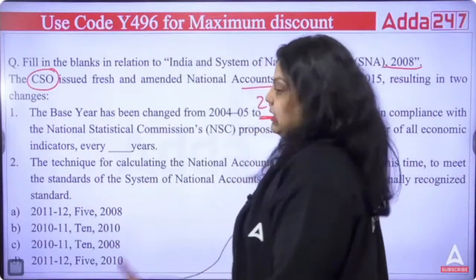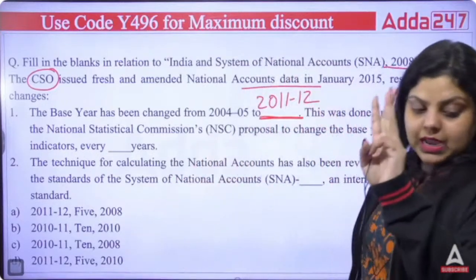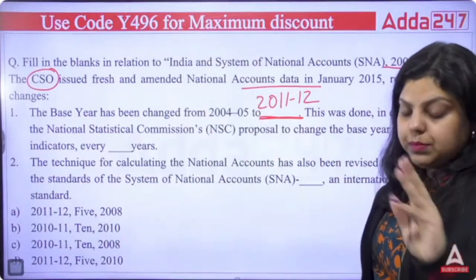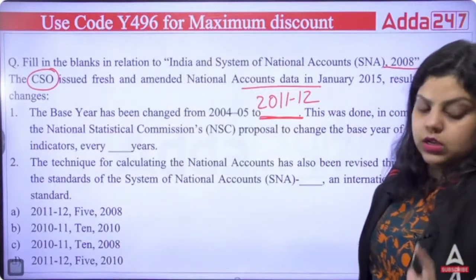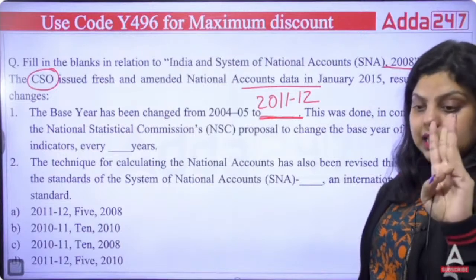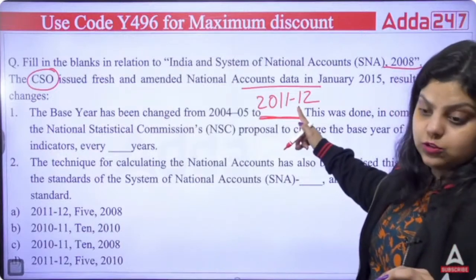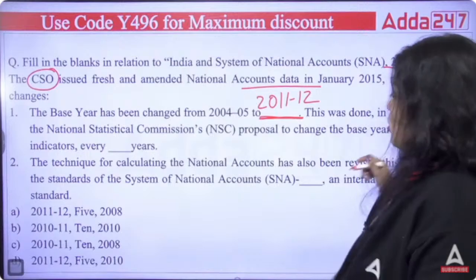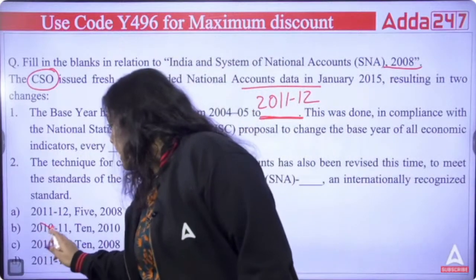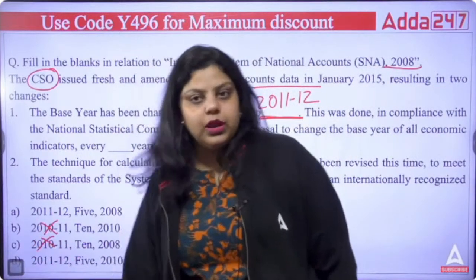The base year of CPI, the base year of WPI, the base year of IIP, the base year of GDP, they all have been changed. So WPI, IIP and GDP, they all have the new base year, that is 2011-12. Okay. So you can eliminate option B, and C can be eliminated. Okay.